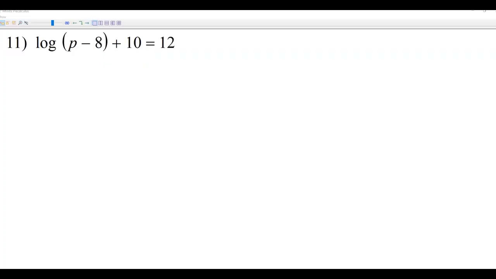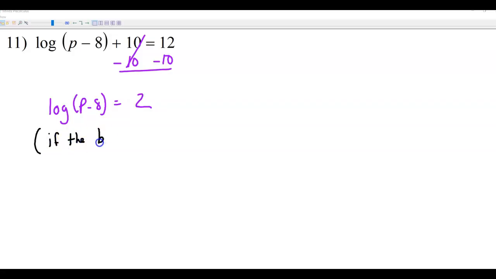This is a similar situation. Let's go ahead and begin by getting rid of the outside numbers here. The 10 needs to go away. Now, in this case, if the log is missing, if the base is missing, we exponentiate with 10. Because on a log where they don't actually write the base in, the base is 10. And so we would exponentiate with 10.